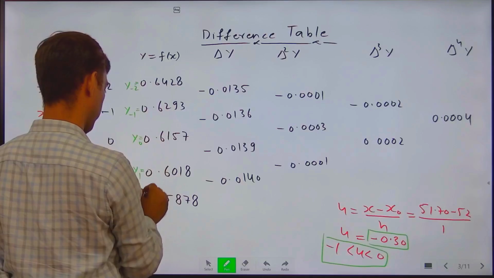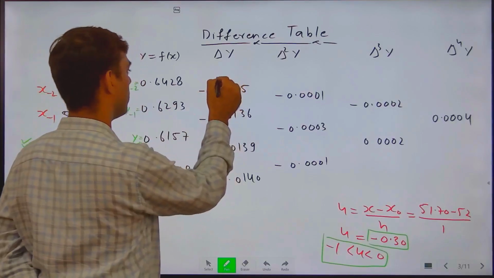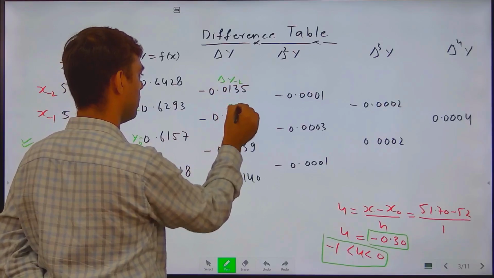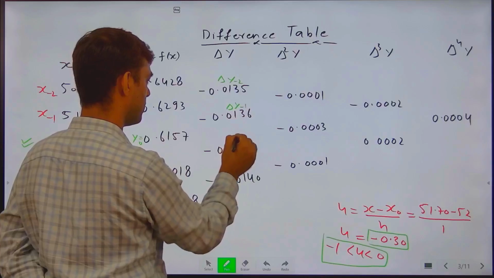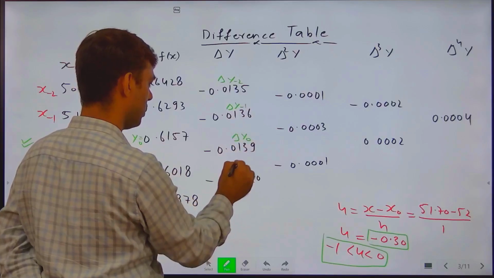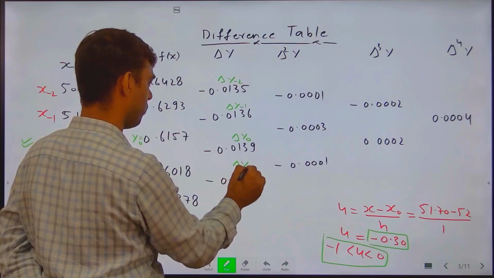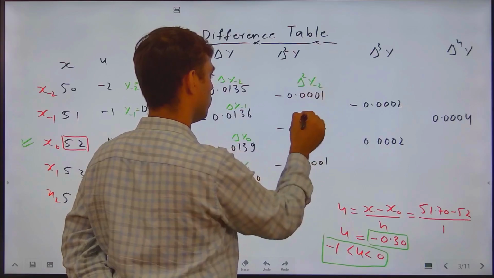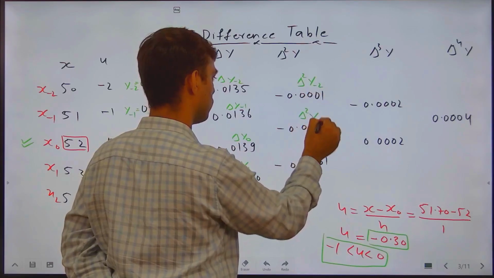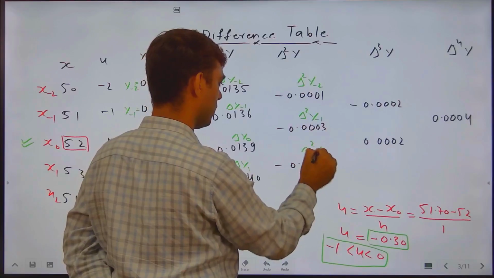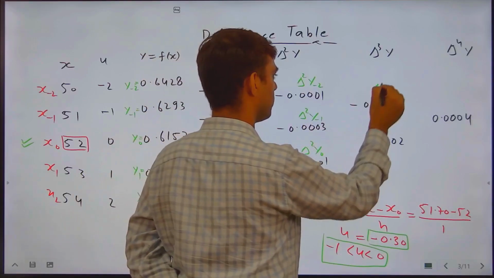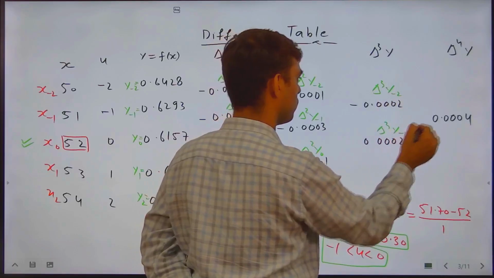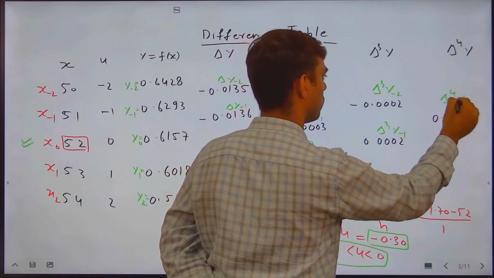equal, this is the value of del y-2, this is the value of del y-1, this is the value of del y0, this is the value of del y1, this is the value of del 2 y-2, this is the value of del 2 y-1, del 2 y0, del 3 y-2, del 3 y-1, del 4 y-2.